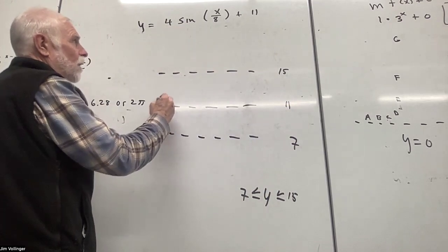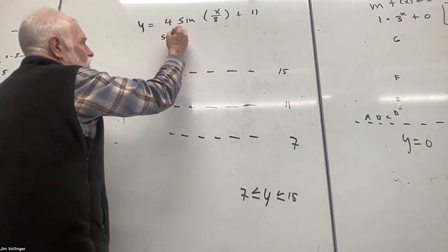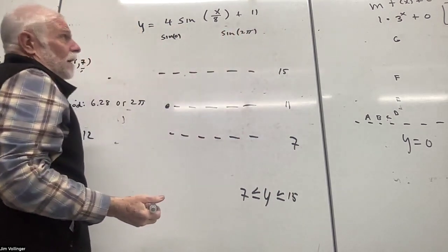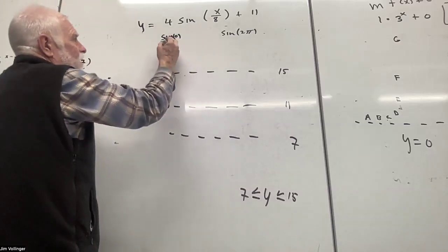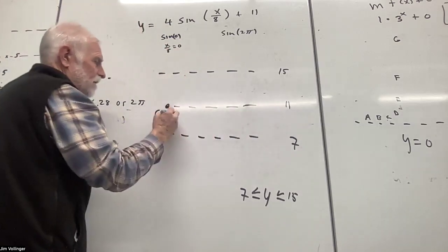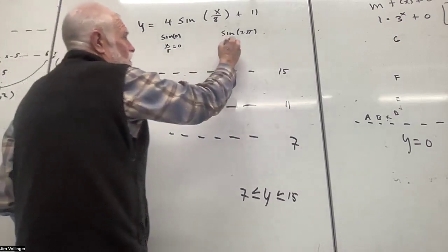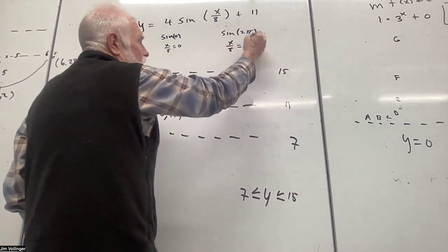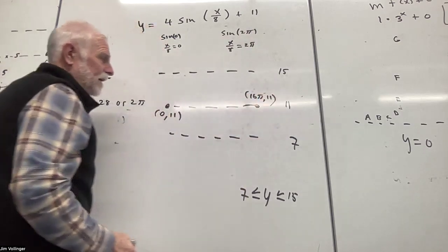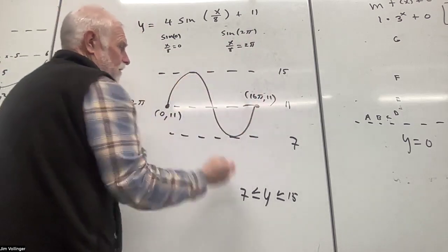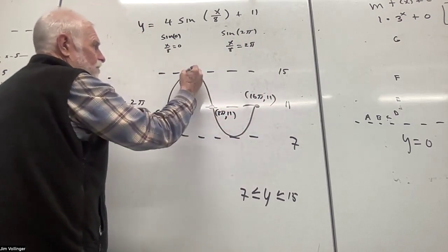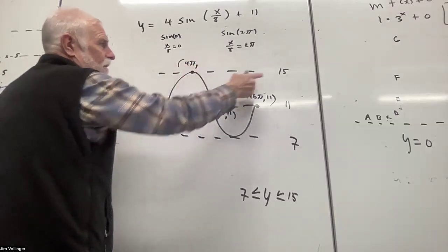And I know that if I pick the right numbers, like the sine of 0 and the sine of 2 pi, I think I'm gold. Well, what makes x over 8 equal 0? Hope you say 0. So 0 gets me the midline value, 11. And what makes x over 8 equal 2 pi? Hope you're saying 16 pi. Brings me back to 11, which implies that this should be 8 pi, getting me 11, and this should be 4 pi, getting me 15.